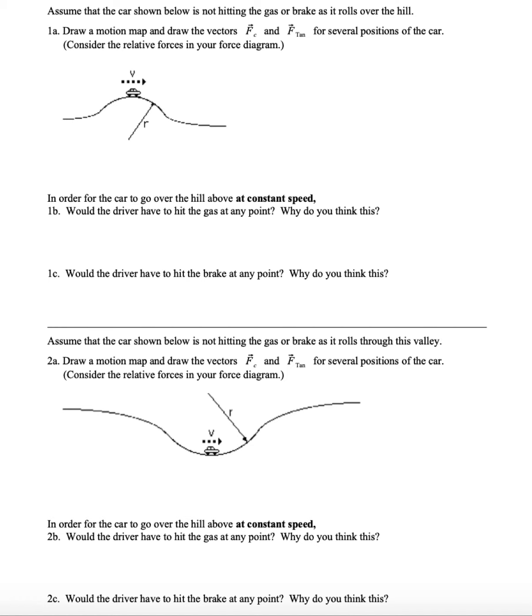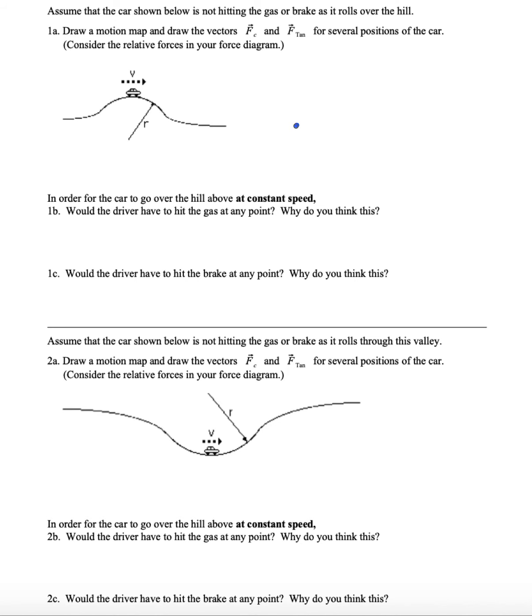Assume that the car shown is not hitting the gas or brake as it rolls over this hill. We want to draw a motion map, and also we'd like to draw the vectors Fc and Ftan, which are the centripetal and tangential components of the net force. We want to do this for several different positions of the car and consider the relative forces in the force diagram.